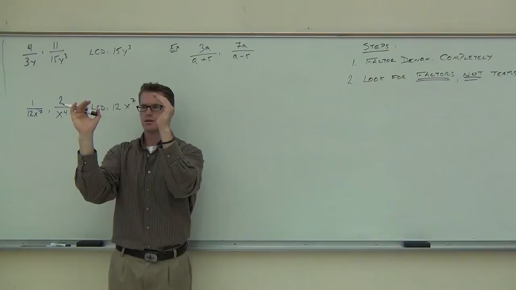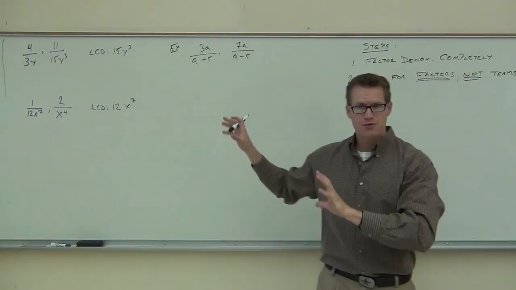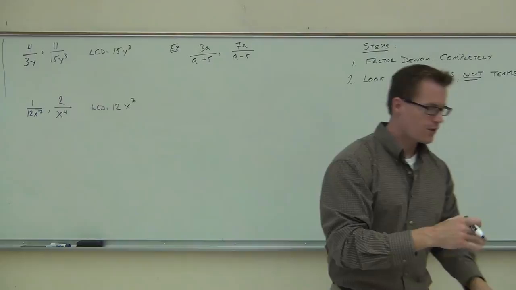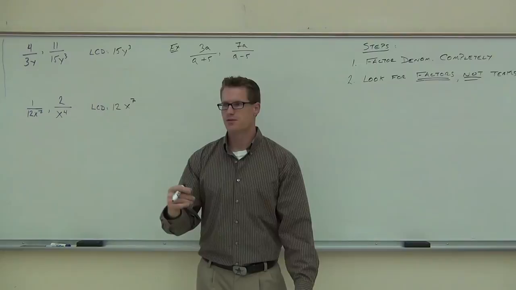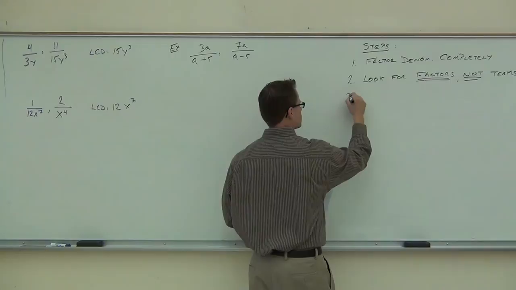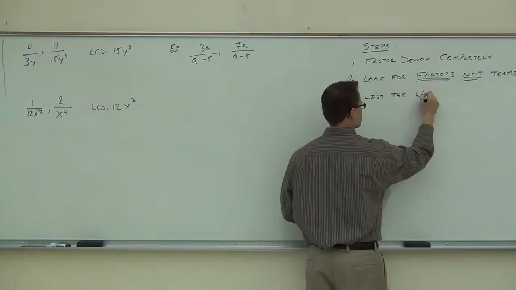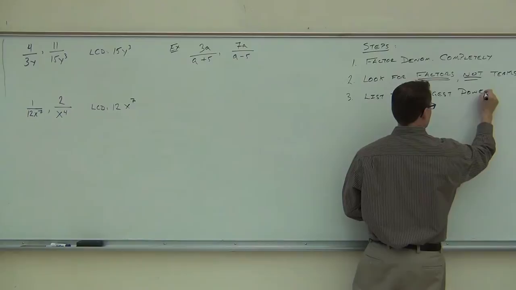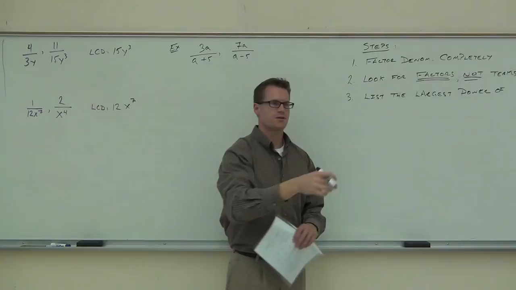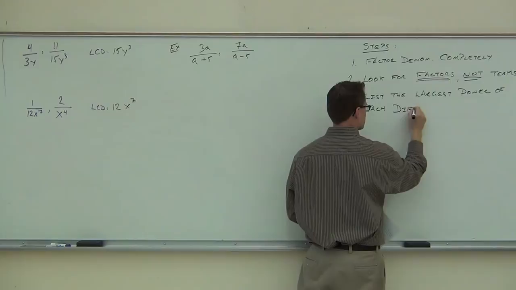What we do to find the LCD is, after you've factored and identified your different factors, the LCD is very, very easy. All the LCD does is have you list the largest power of each factor. I'll make it a little more specific: list the largest power of each different factor. Another word for that is a unique factor. Each different or unique factor.